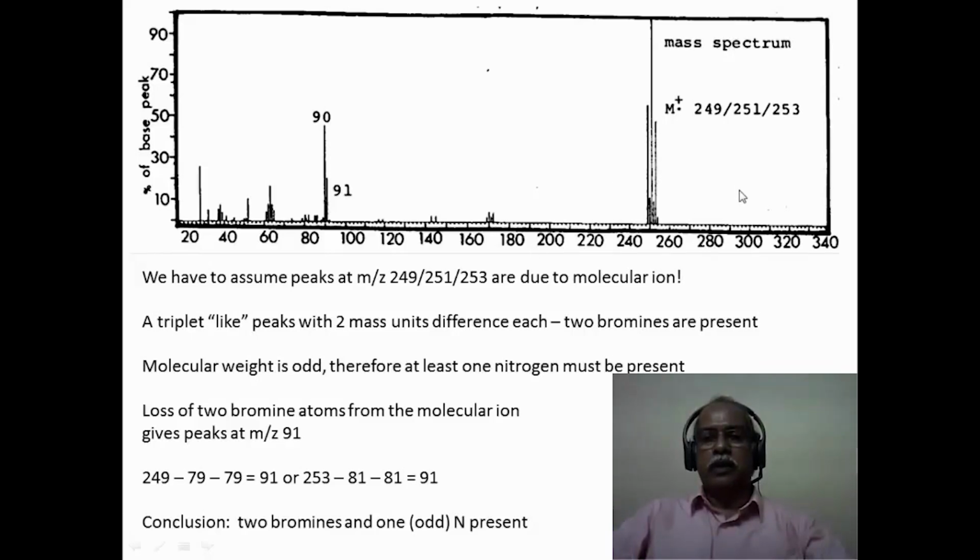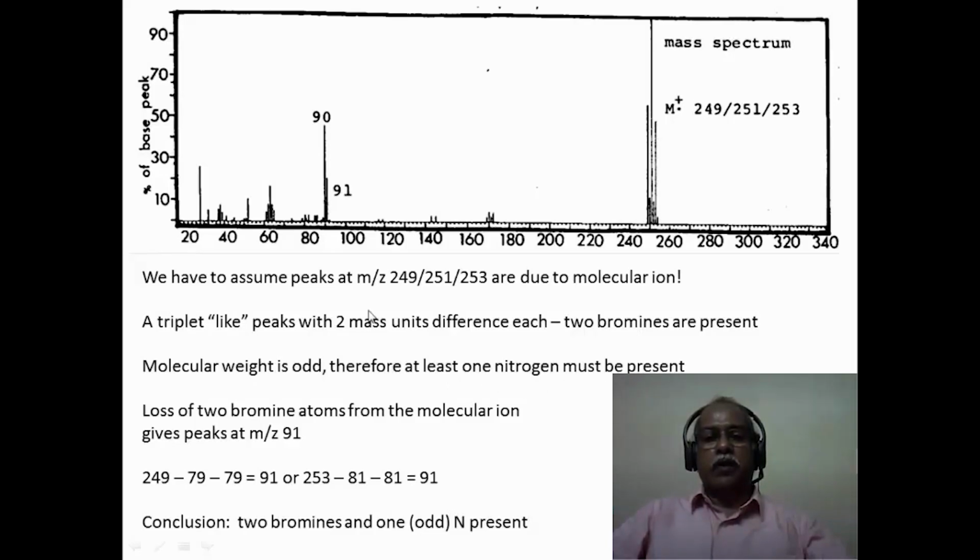First of all, we have to assume that this is the molecular ion of this compound, because that information is also not given. Although it says M plus here, we cannot be very sure unless the M plus is mentioned here. We cannot be sure the highest mass peak is the molecular ion peak. The triplet-like peak with 2 mass unit difference definitely confirms the presence of 2 bromines. In addition to that, if you look at the molecular weight, they are odd masses, 249, 251 and 253. So the odd molecular weight seems to tell us that an odd number of nitrogens must be present in this compound.